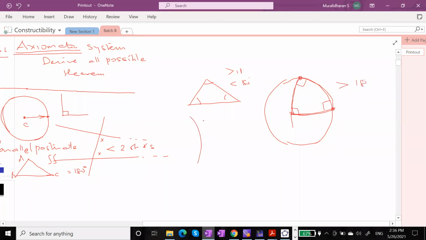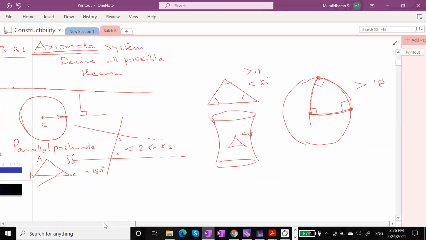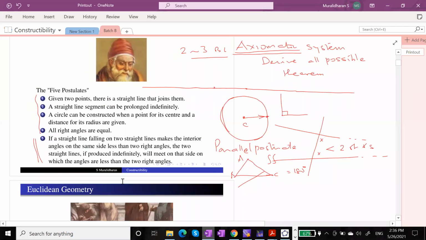On the other hand, if you take a surface like this, which is what's called a hyperboloid, you can show that the sum of the angles will be less than 180 degrees. So there are different geometries other than Euclidean geometry, which could be derived by replacing this axiom. Anyway, we are not interested in that part of the story today. We are interested in something else.